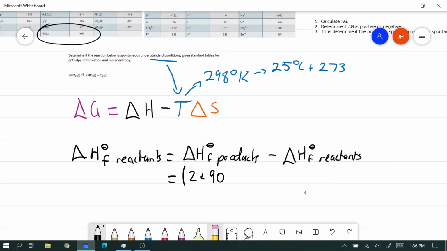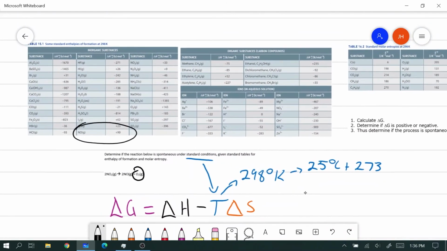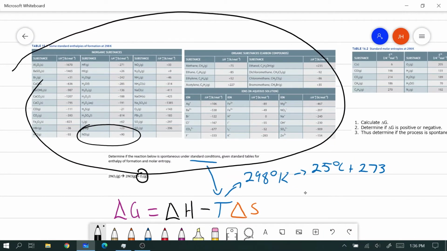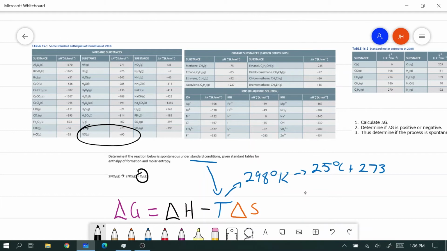The next product that we have is O2. And you'll notice in all of these enthalpy of formation tables, which are all of these ones here, that really there isn't anything elemental present at all.